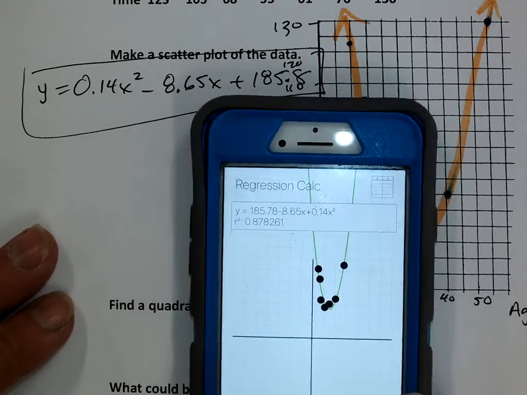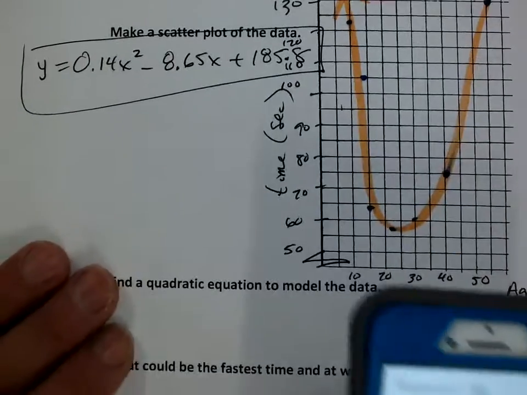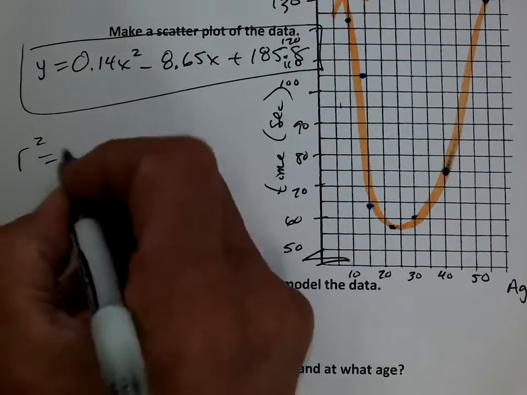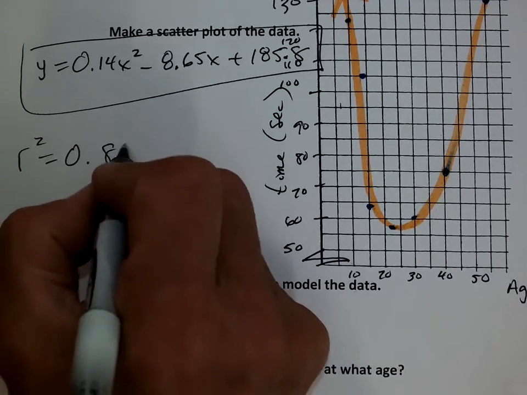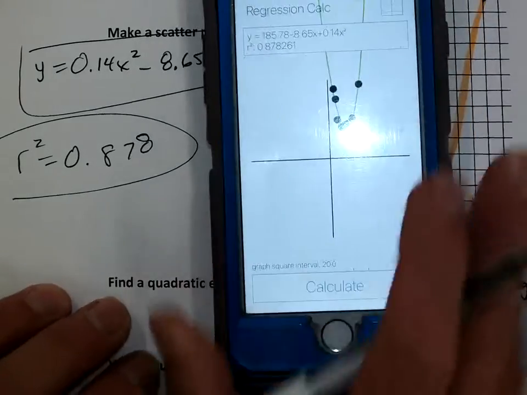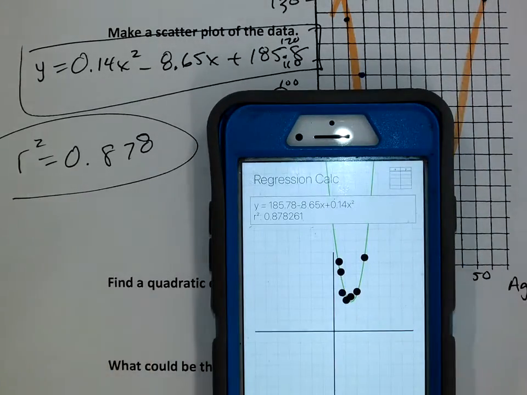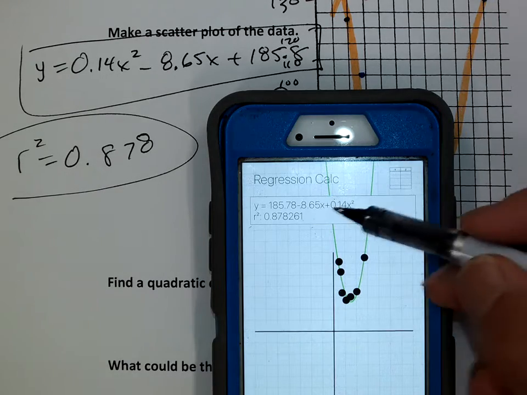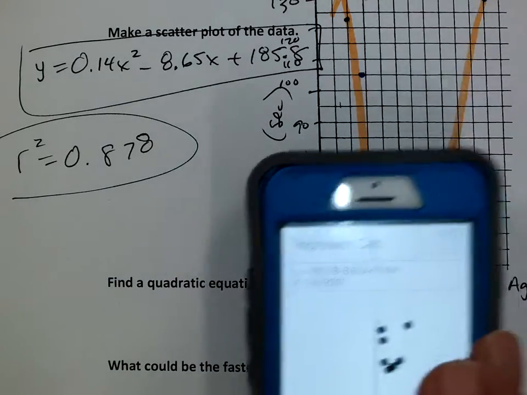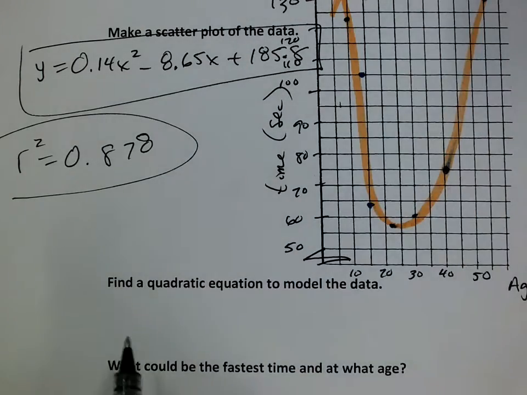And then I want the correlation coefficient, which is about r squared. So r squared is about a 0.878. So it's not great. And we can see that it doesn't fit all of the points. The closer this is to 1, the more that these points would all line up on that curve. So it's not a bad fit. It's just not a great fit, okay? It's bad data, right?